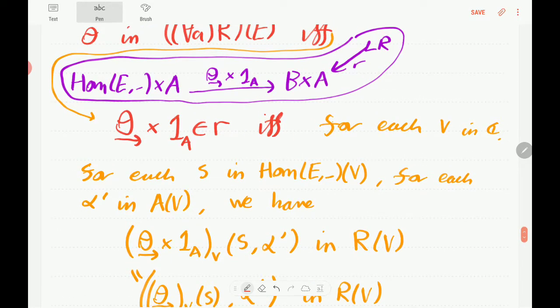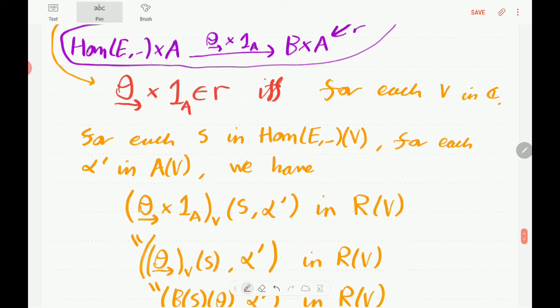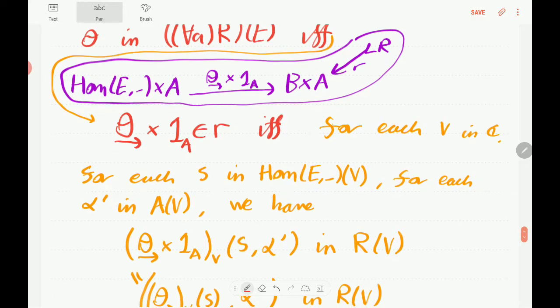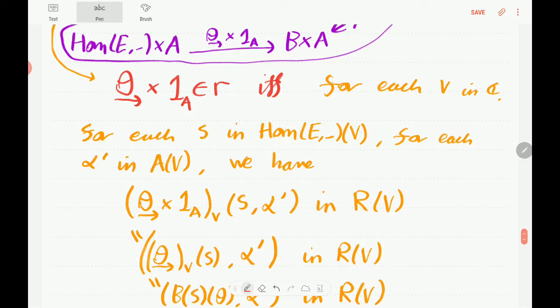So the long way to say this is if and only if for every object V of C and for every object S in hom E comma blank of V, so this is just an arbitrary V figure of hom E comma blank, and also for every V figure alpha dash of A, we have that the V component of this arrow sends S and alpha dash into R of V. So that's just a consequence of this orange star result, which I referred to just now.